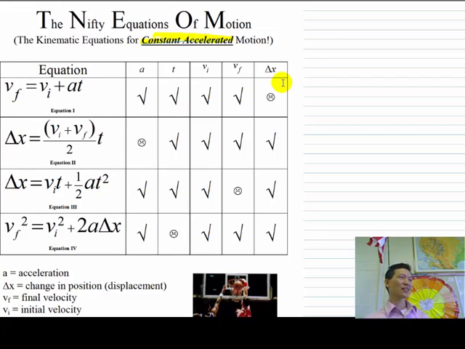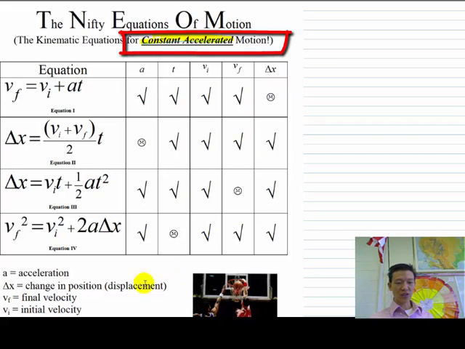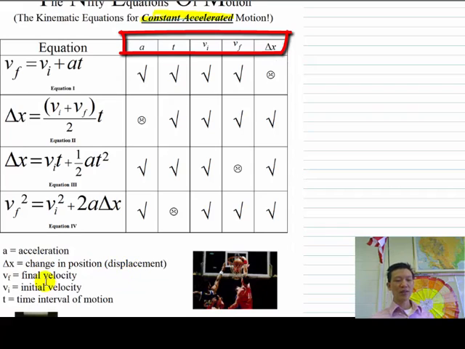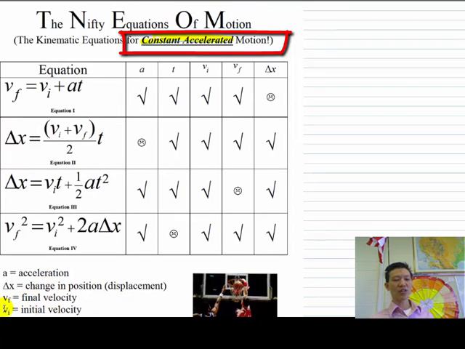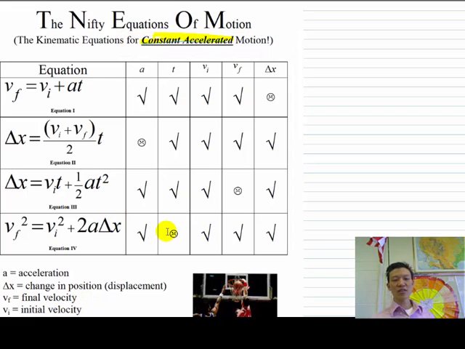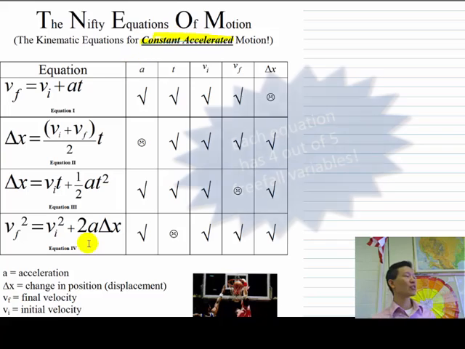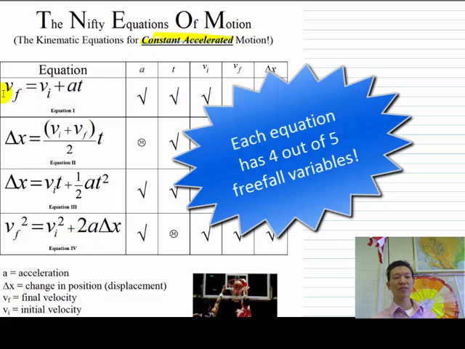Each of these equations has 4 out of the 5 variables when it comes to constantly accelerated motion, where a is for acceleration, delta x is your change in position, your displacement, VF is your final velocity, VI is your initial velocity, and t is the time interval of motion. Now notice I created this grid over here, because I found it very helpful for my students when we start looking at free fall problems. Notice that in each of these equations, there are 4 out of the 5 variables. One of these is always missing from these 4 equations.